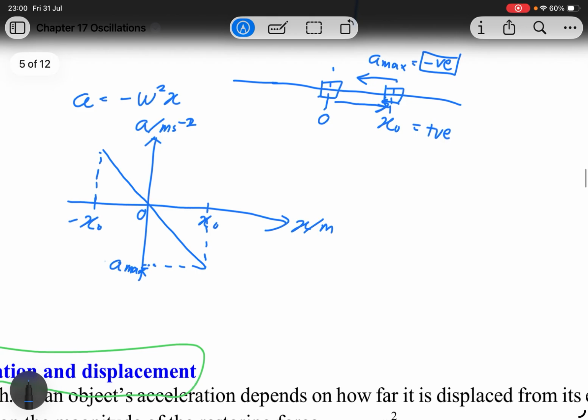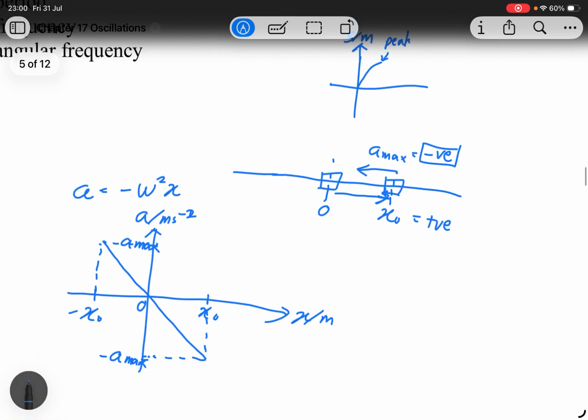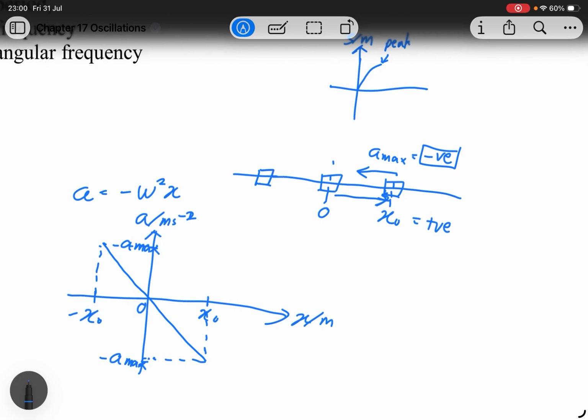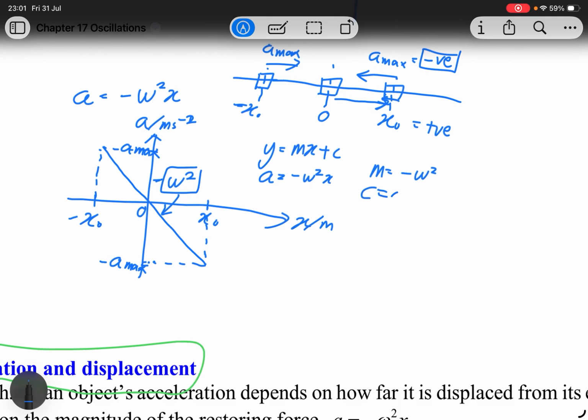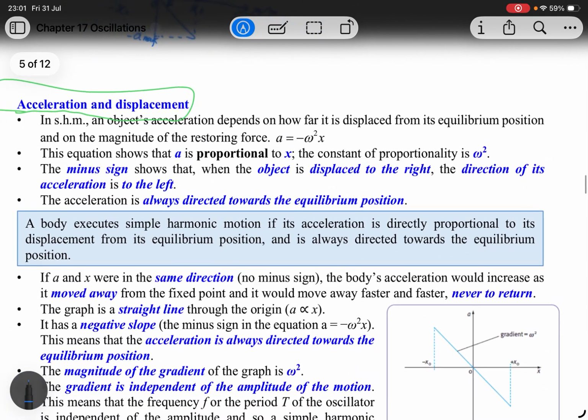Acceleration max. Okay? And then it goes back and goes to the farthest left. Same thing. Same magnitude but just different direction. That's how you get this graph. And then the gradient is negative omega squared. You can look at it as y equals mx plus c. a equals negative omega squared x. So the gradient is equal to negative omega squared. c is 0. That's all.